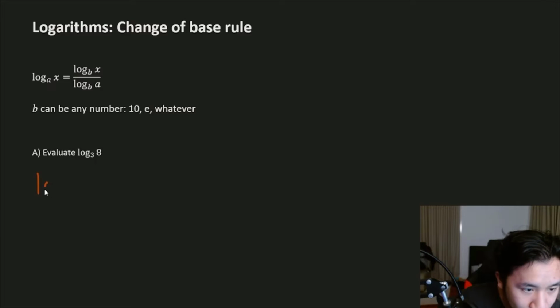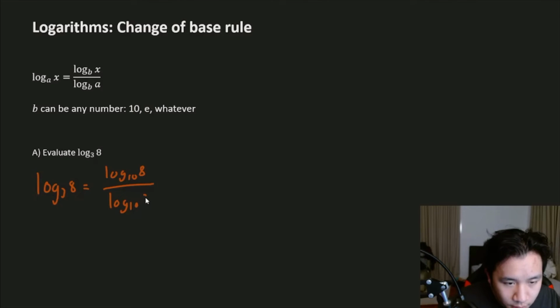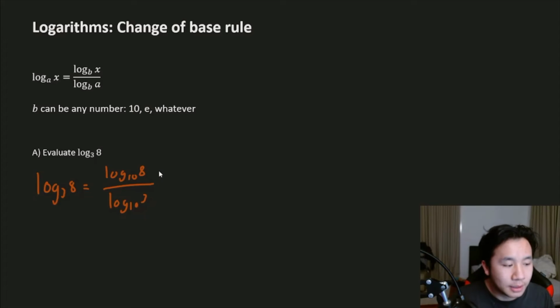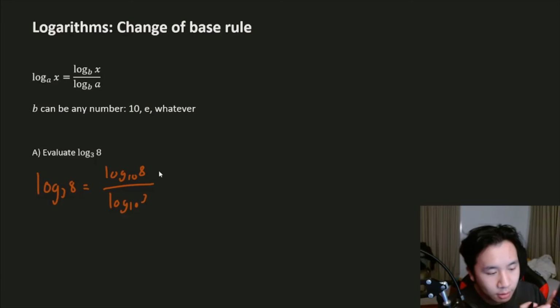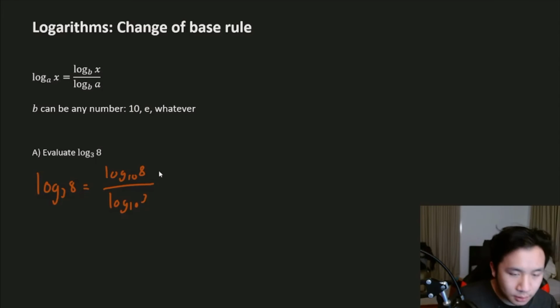So we have log base 3 of 8. This will be equal to log base 10 of 8 over log base 10 of 3. Now this you can put in the calculator, because as I mentioned before, log on the calculator is set to base 10. So if you just typed in log 8 over log 3, you should get 1.89 to 2 decimal places.